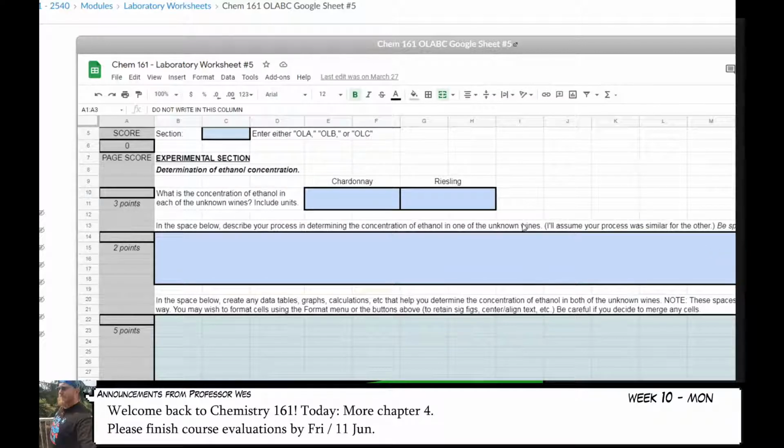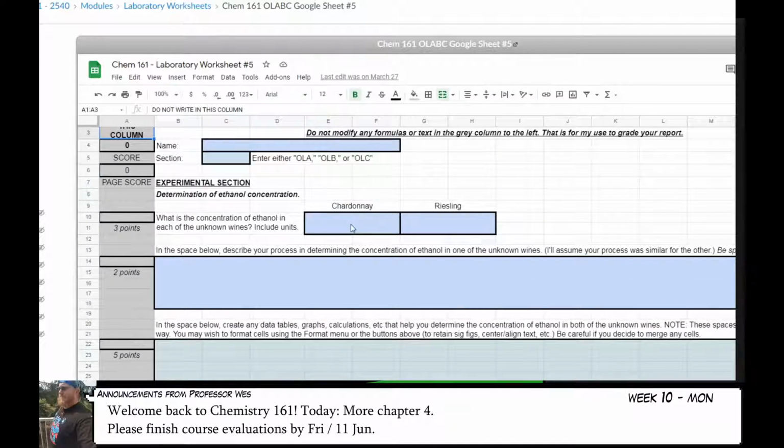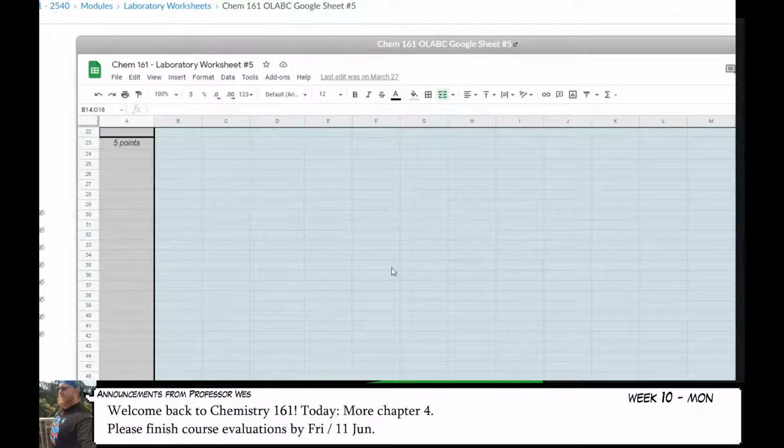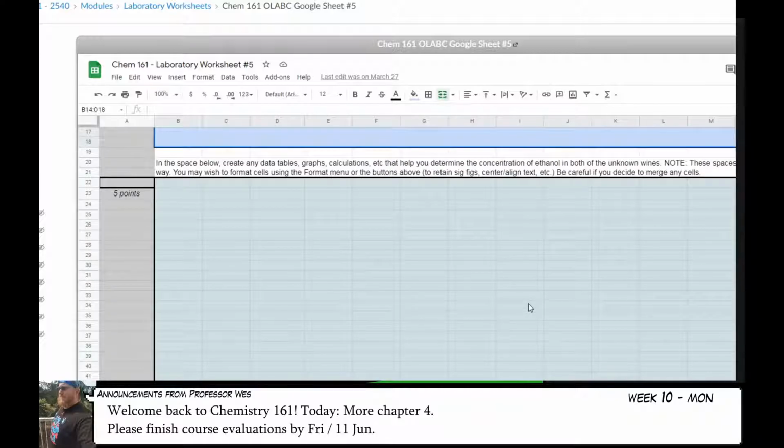So I'm going to ask you for 3 things on each page. Your answer for each of the wines. Tell me what you did in a few sentences. And then finally, in this big blank space at the bottom, do whatever you want to answer the question. So if you have to do a Beer's law plot, make a graph. If you have to do a titration, put a bunch of tables with numbers in them. Be as clear and exact as you can be. So indicate what everything is. If I look at your data chart down here and I don't know what's going on, I won't give you any credit for it.